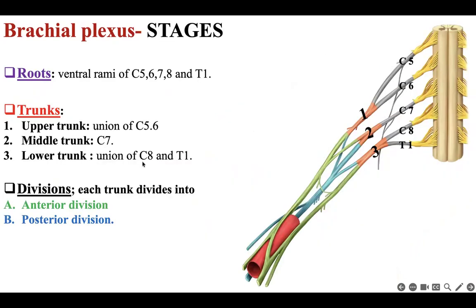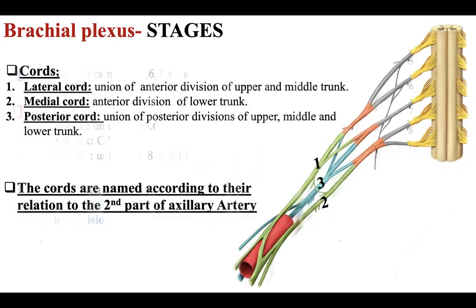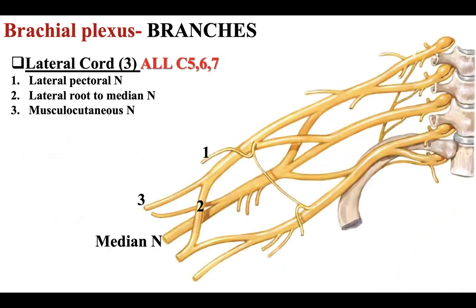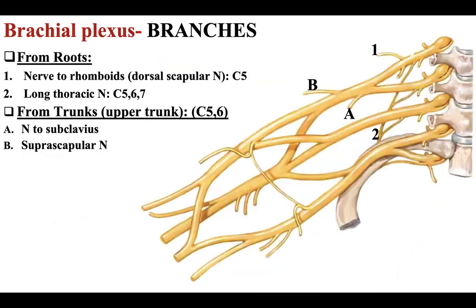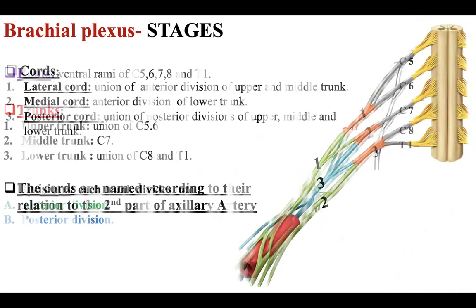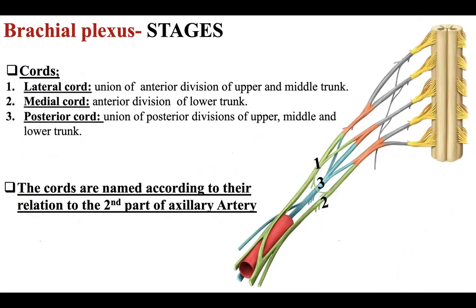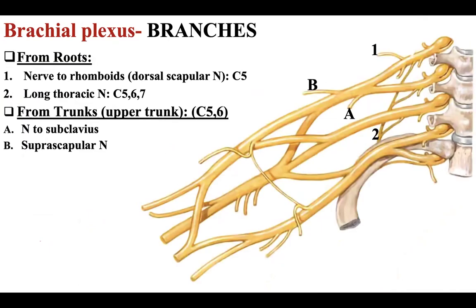This is regarding the roots, which is the union of C5 and C6. C7 alone is the middle trunk, and then the lower trunk. And finally the cords, after the division: lateral, medial, and posterior cord, and we name the cords according to their relation to the second part of the axillary artery.